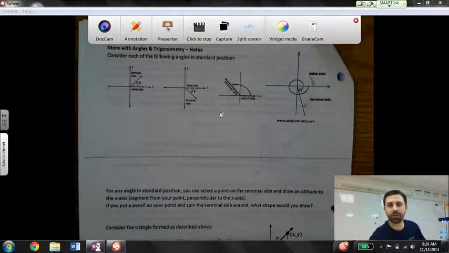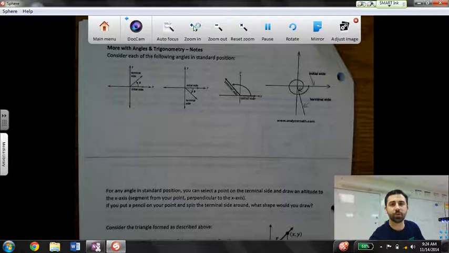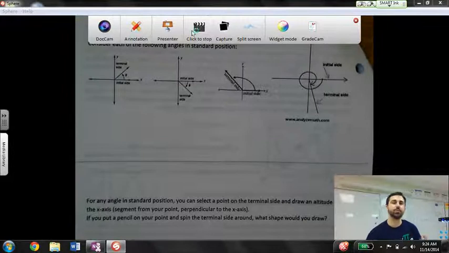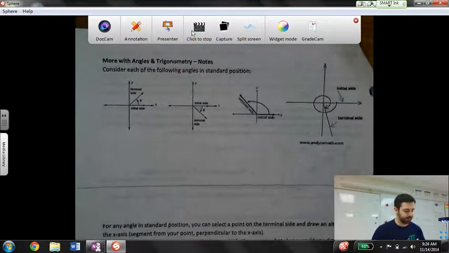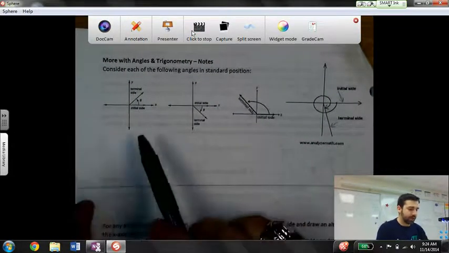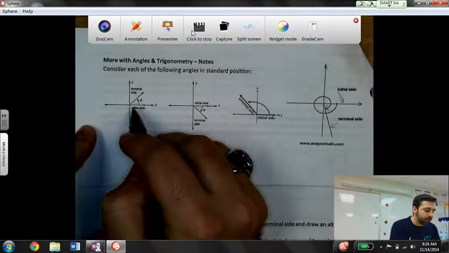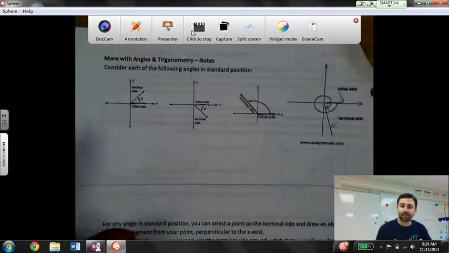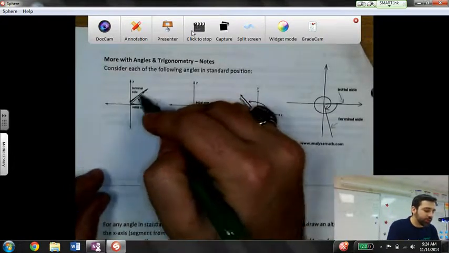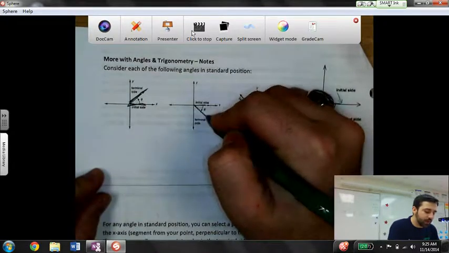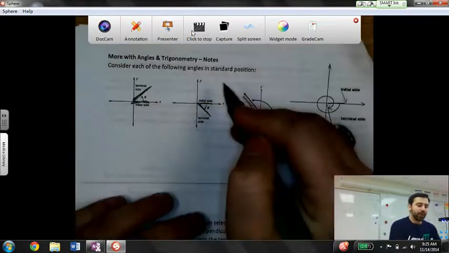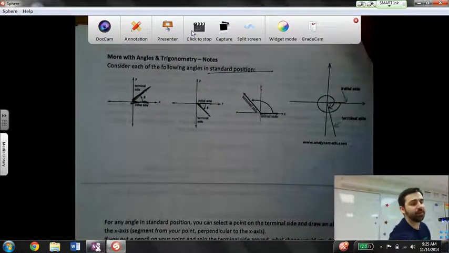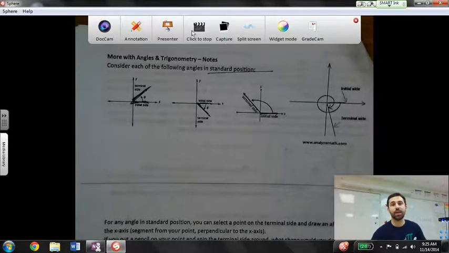In this video, we're going to talk about angles on a coordinate plane in what's called standard position and how that relates to some trigonometry. Alright, so looking at these examples on page 38, notice how each of these examples has what's called an initial side, which is on the x-axis, and then a terminal side that forms an angle measure. When we have something in standard position, that means that we have our angle starting at the x-axis.